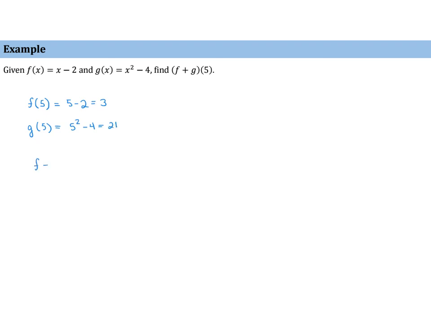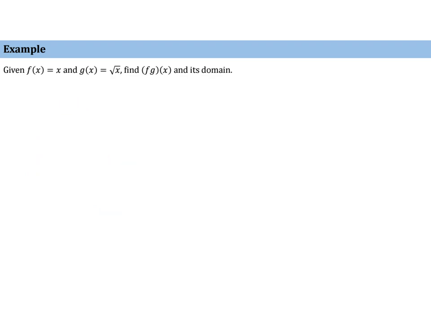So what's f plus g of 5? That's f of 5 plus g of 5. But f of 5 plus g of 5, we've said f of 5 is 3. We've said g of 5 is 21. So we add those outputs and we get 24.